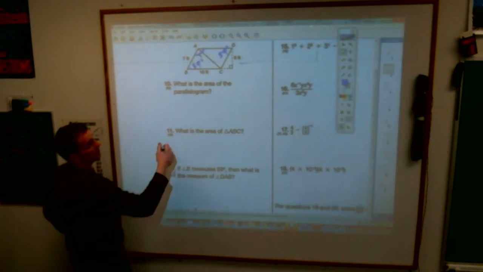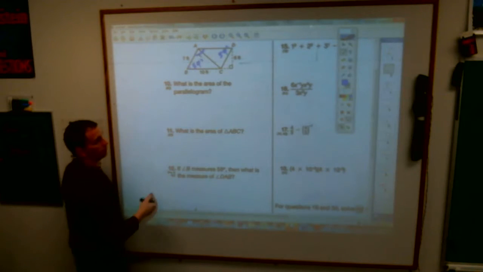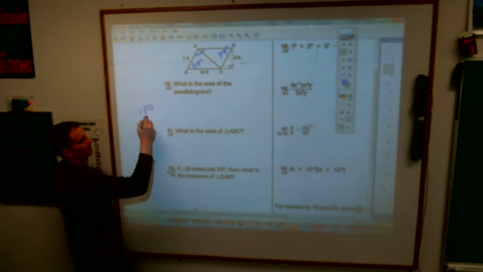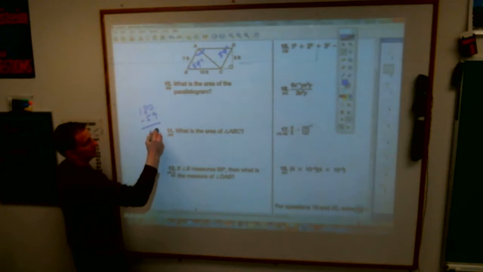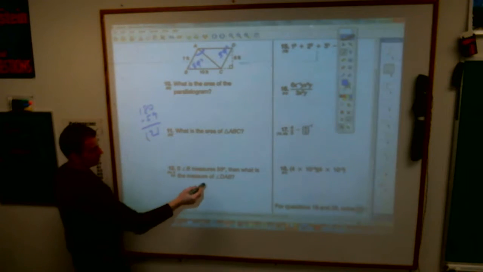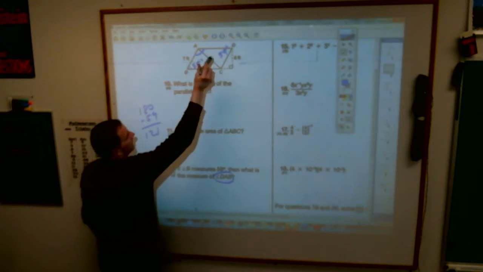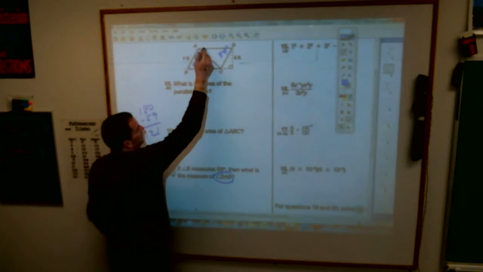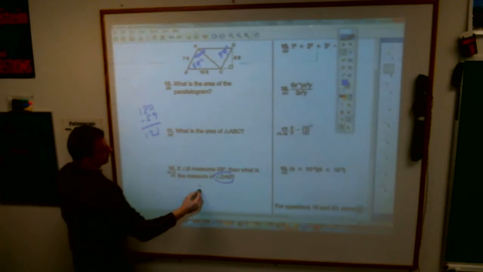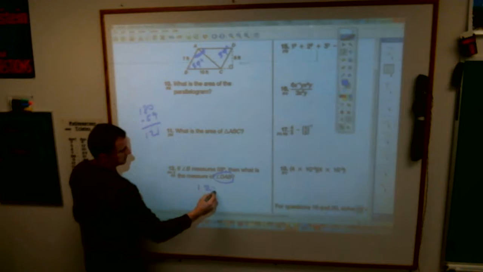I don't know how you can miss this problem. 59 plus what number is 180? Well, 180 minus 59. Angle DAB, that big angle there, has to be 121 degrees.